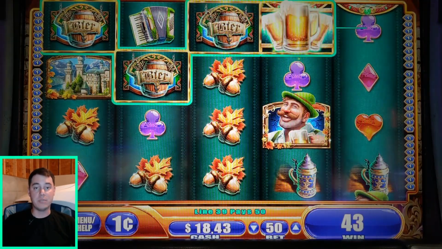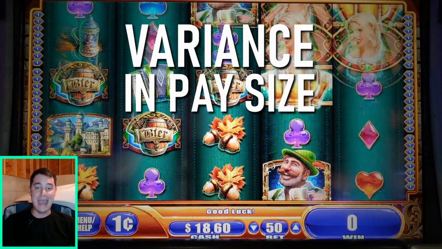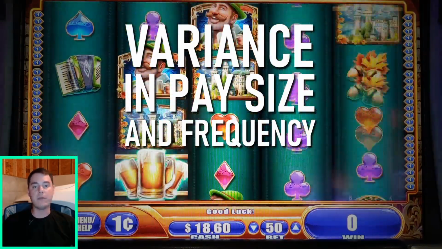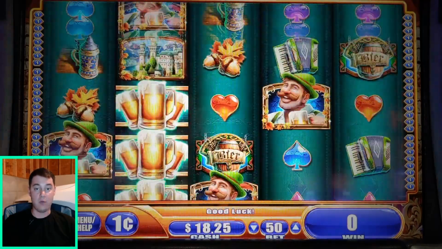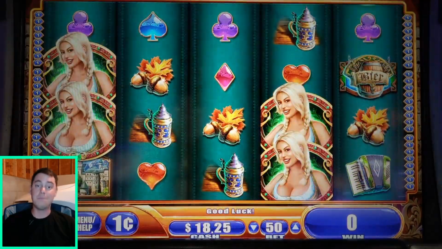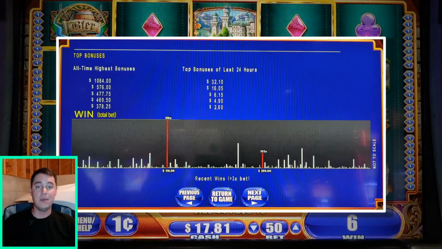In relation to slot machines, volatility is the variance in payout size and frequency that a player experiences over time when compared to the average. Now, if you're wondering what that actually looks like, I can show you an example. And it actually comes from the game that you see behind me, Beer House.